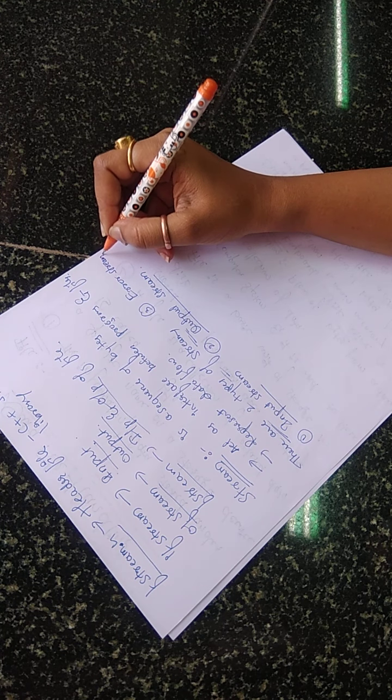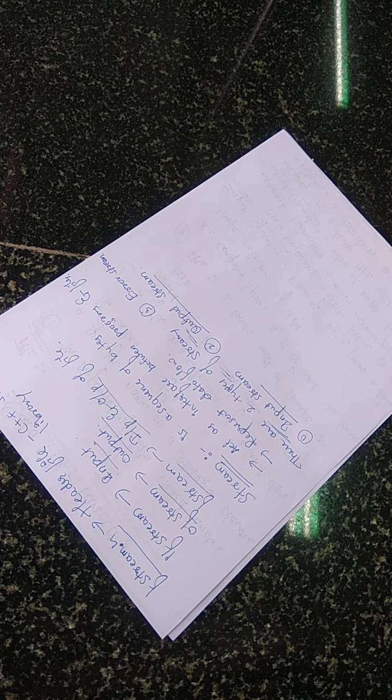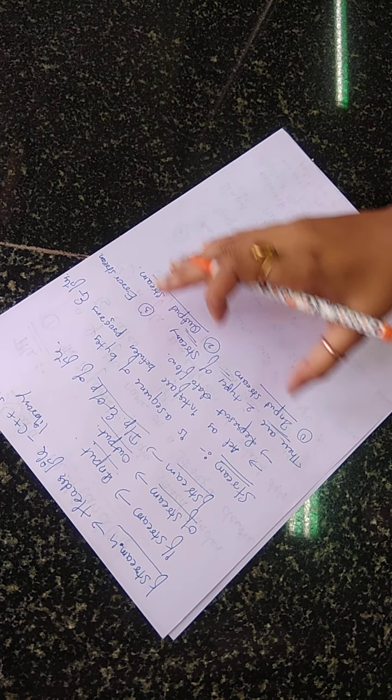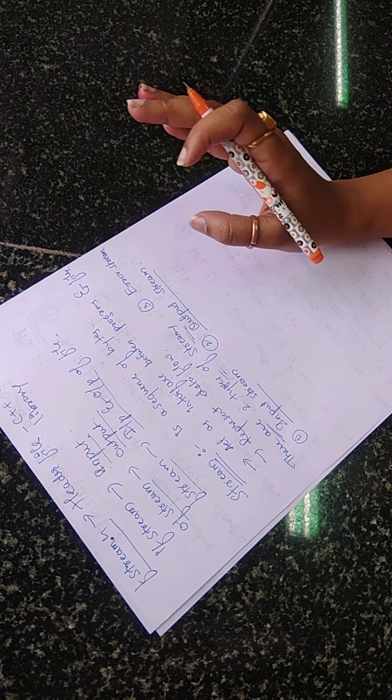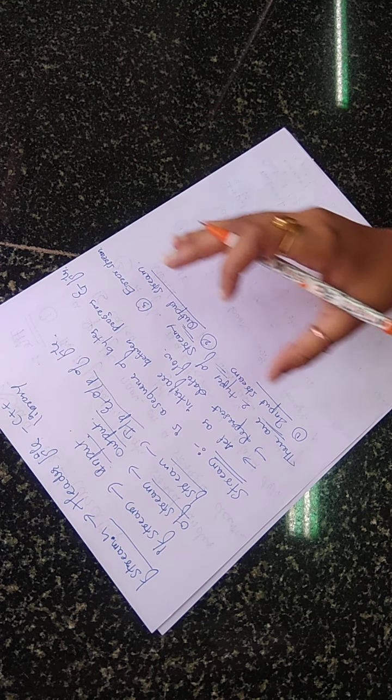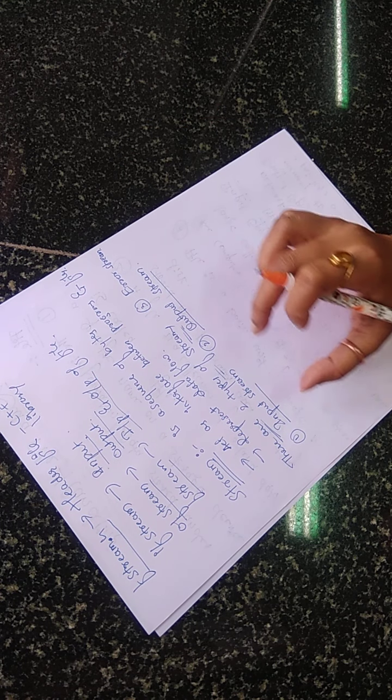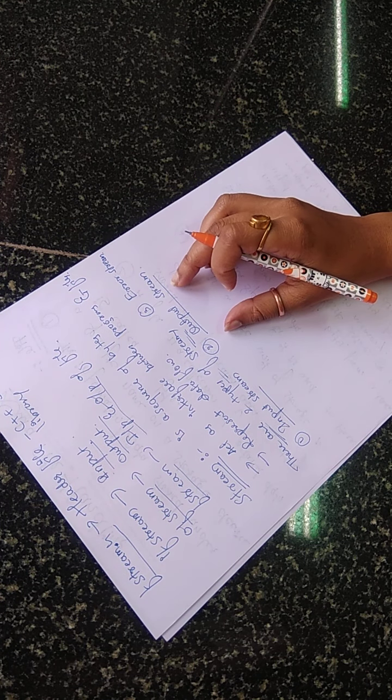You can consider it as error stream. It is not there in your textbook, even though you remember there is one more stream that is called as error stream. In exam write only these two. Don't write this extra. I had given it for your knowledge purpose. Fine. So there are two types of streams we have, input stream and output stream.